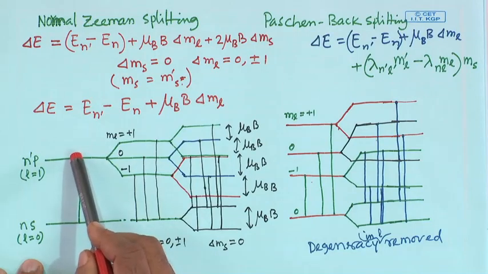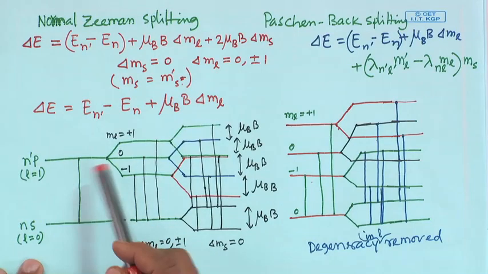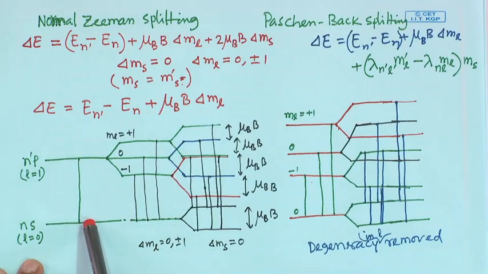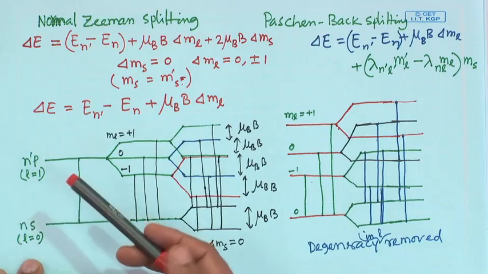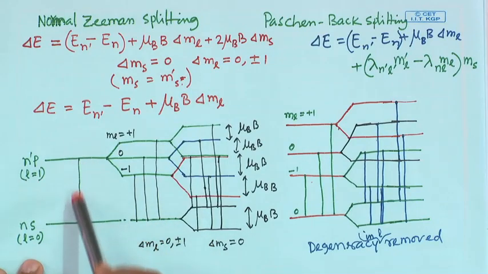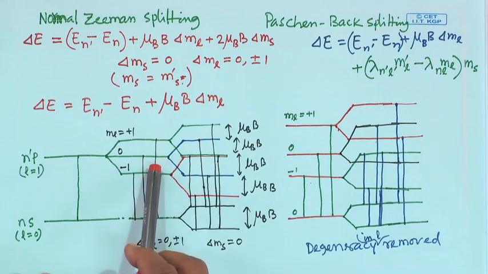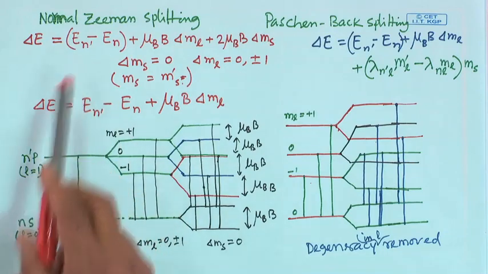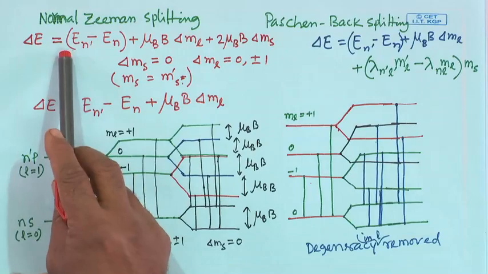Now, before applying the magnetic field, what will happen to these energy levels? The transition is permissible, allowed, because ΔL equals plus or minus 1 in this case, either plus 1 or minus 1, whatever, it does not matter. So, without applying a magnetic field we will get one line, one transition. Now, what happens after applying the magnetic field? What will be the energy?